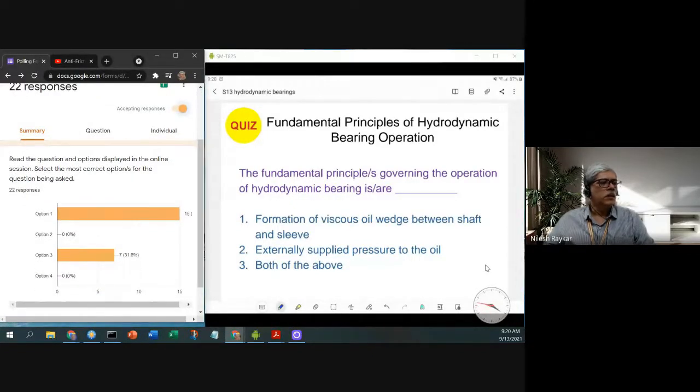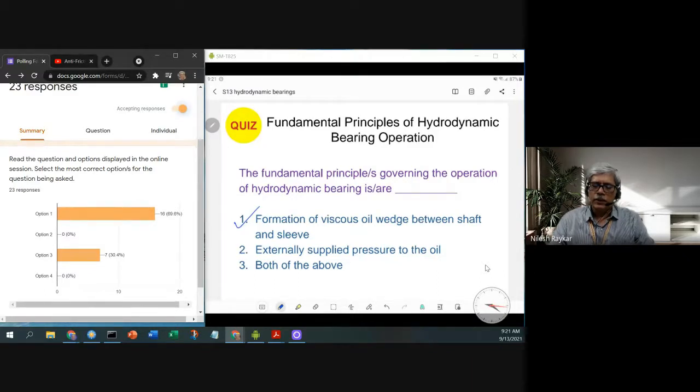Okay, so what is the fundamental principle? As we have seen in the video, the oil, because of its stickiness, gets dragged into the wedge which is formed between the sleeve and the journal or the shaft. That wedge gives the load bearing capacity. I mean, the pressure developed in that wedge gives the load bearing capacity. So formation of viscous oil wedge is the correct answer.